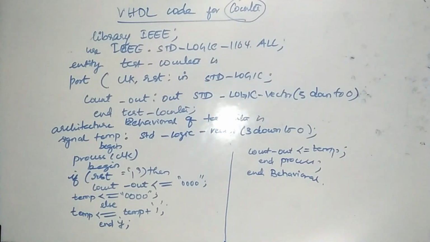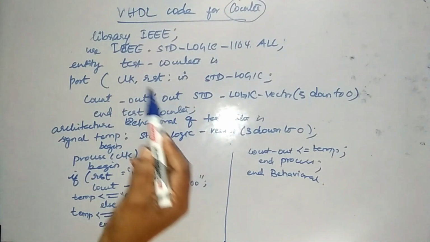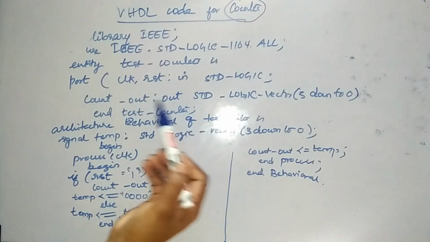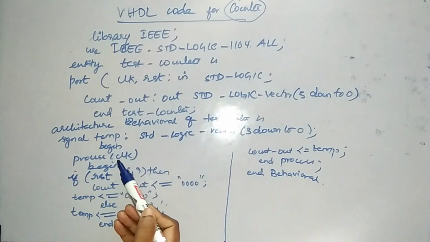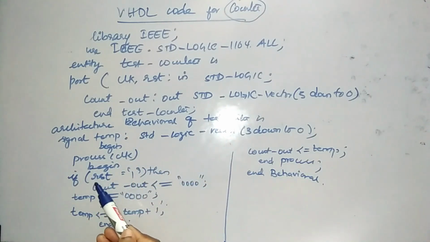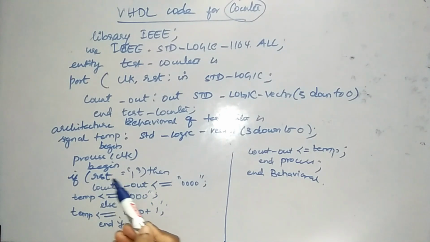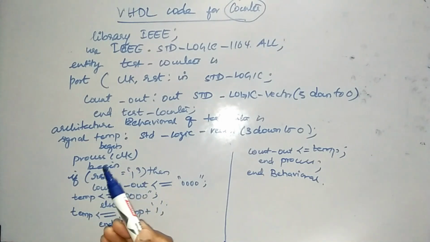Dear students, here nothing much, as I told you, a simple counter is being taken. So it is counting, right? And we have assigned the vector from 3 down to 0. The process begins with the clock, and with the condition that when reset is enabled, the counter output is at 0 and the temp signal is at 0. Else, if the reset is disabled, then what happens? The temp increases, the count starts and ends the count, and at your output, the counter starts counting from 0 to 3.